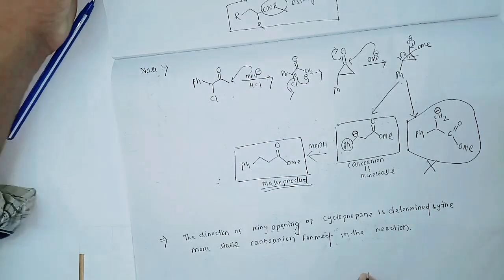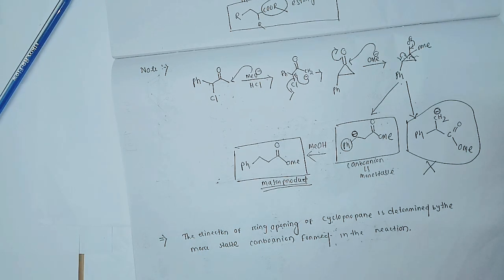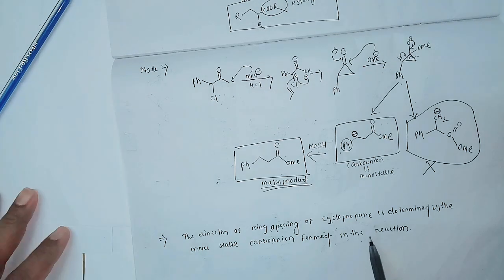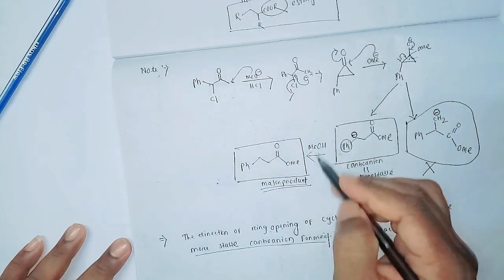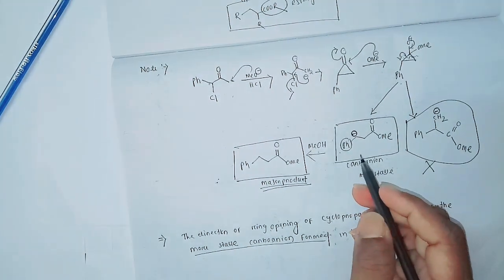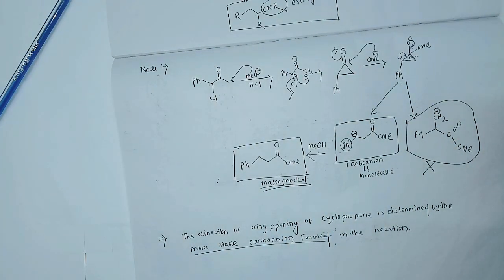Okay friends, so when the cyclopropane ring is formed in our mechanism, the cyclopropane ring will break when the more stable carbanion is formed. So that side will be the favorable product. So these are some concepts related to Favorskii rearrangement. Let's discuss some important questions.